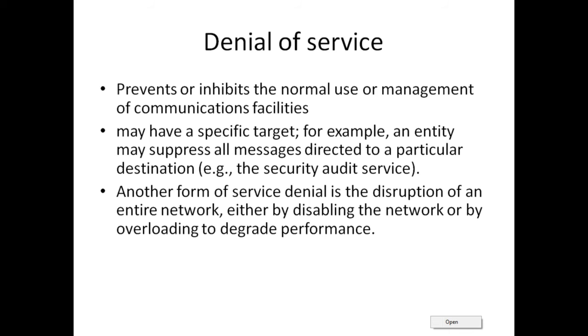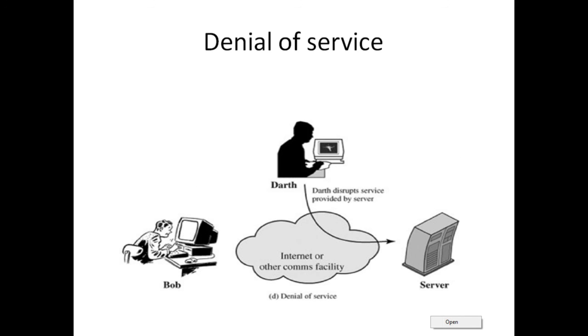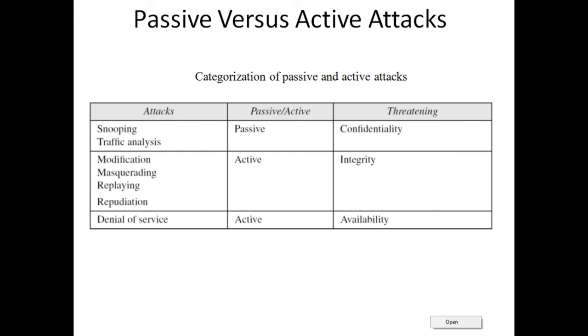The denial of service attack prevents the normal usage of communication facilities, and it basically overloads the system with many requests, which hinders the normal usage or services of the system. In this diagram we can see that the attacker is sending multiple requests to the server and Bob, the actual user, is being denied the services of the server.